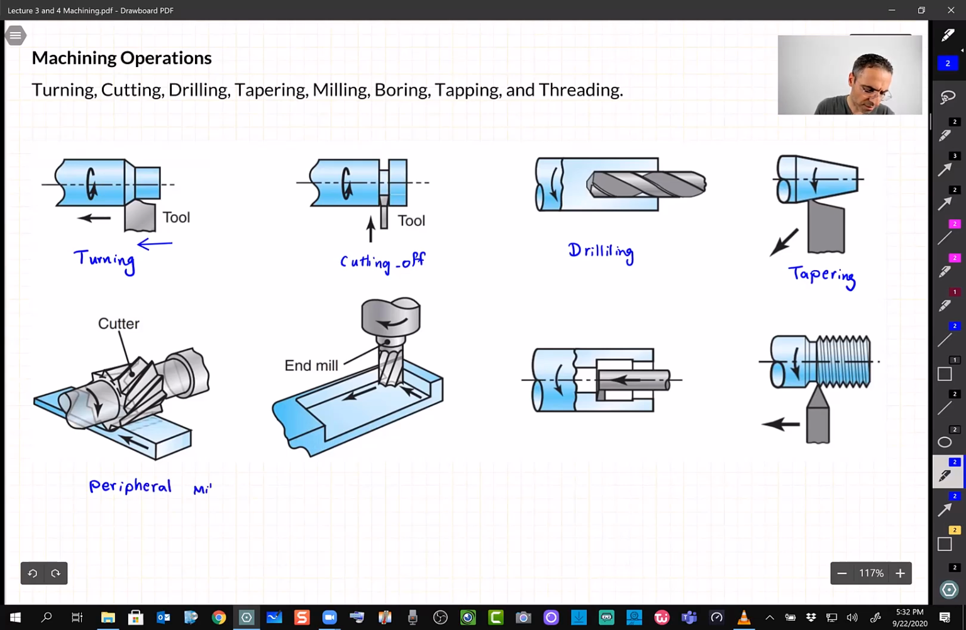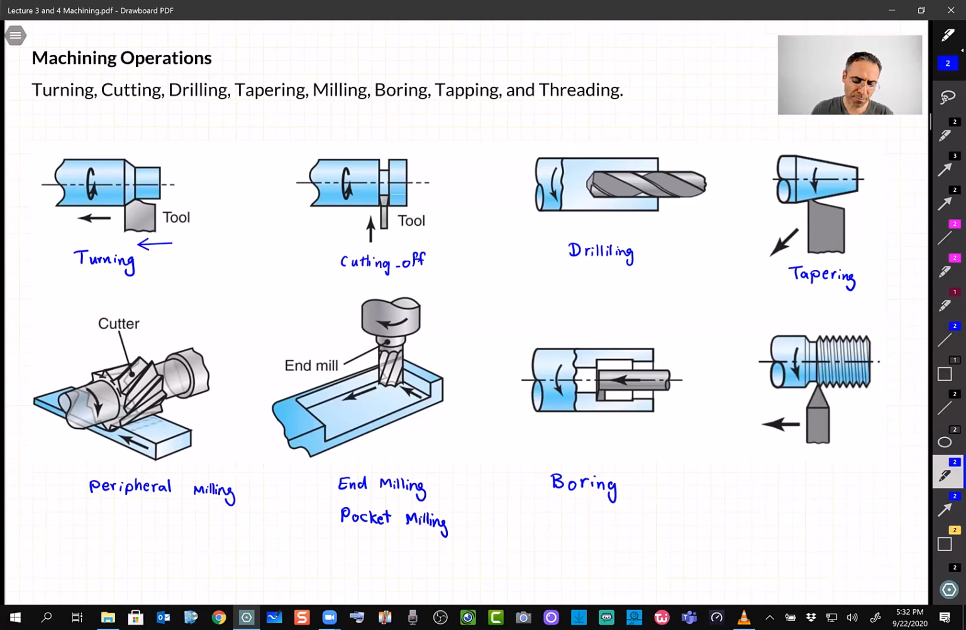At the bottom we have milling processes. The first one is called peripheral milling, and this one is called end milling, or some people call it pocket milling, because you are creating a pocket in a part. This process over here has a funny name. It is called boring, but it may not be that boring. The process is, in fact, making larger a hole that you have already made by drilling.